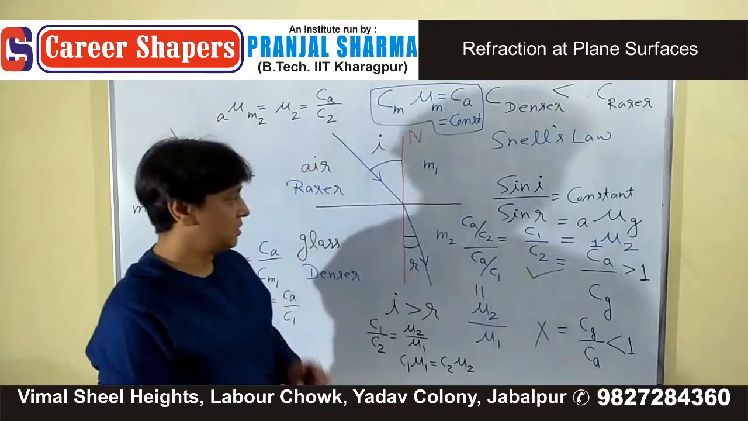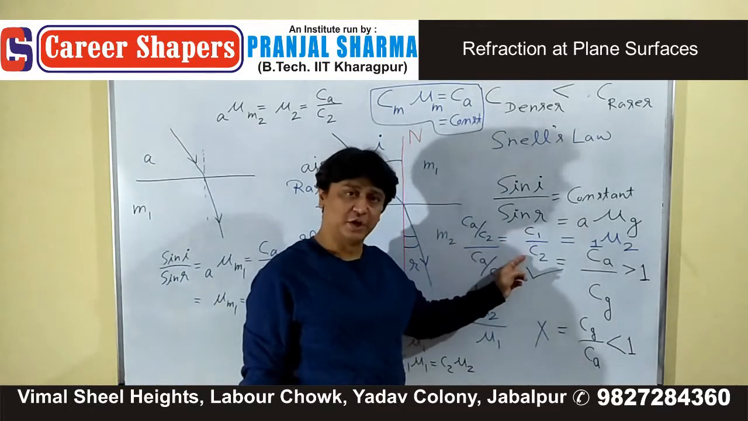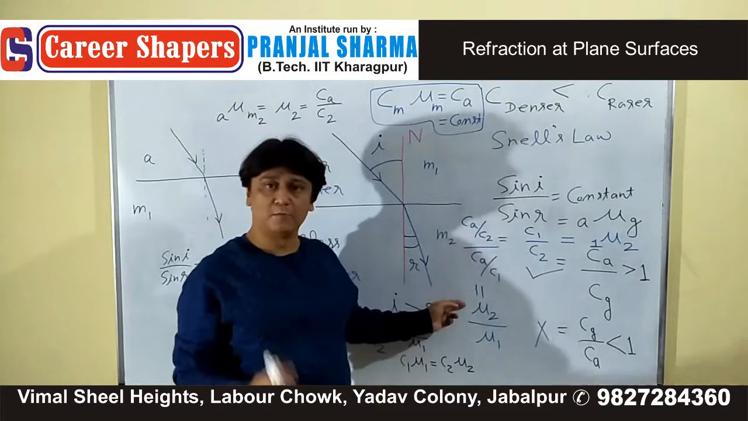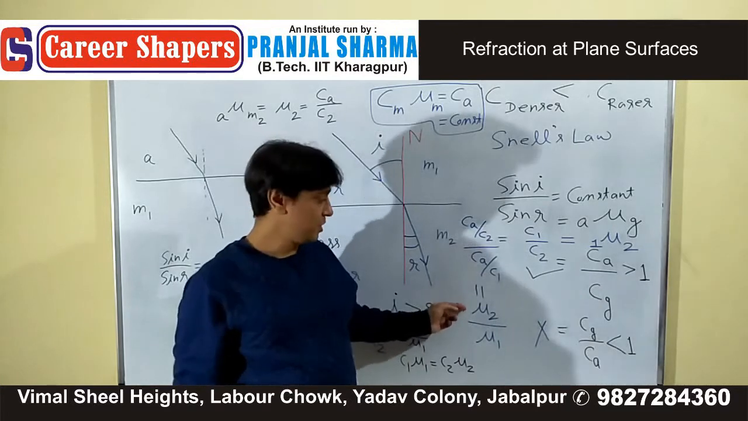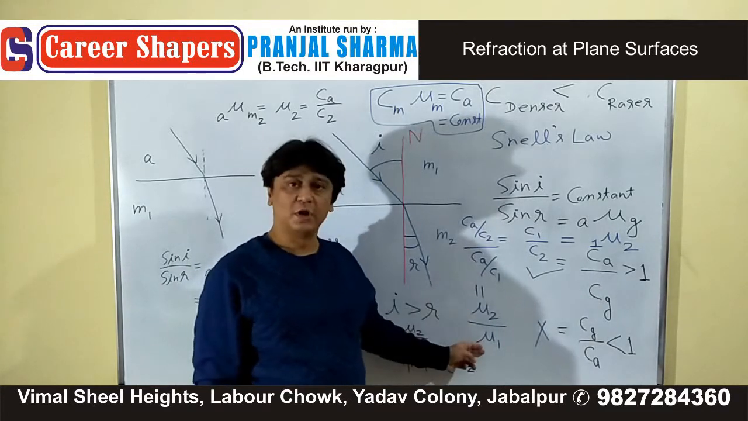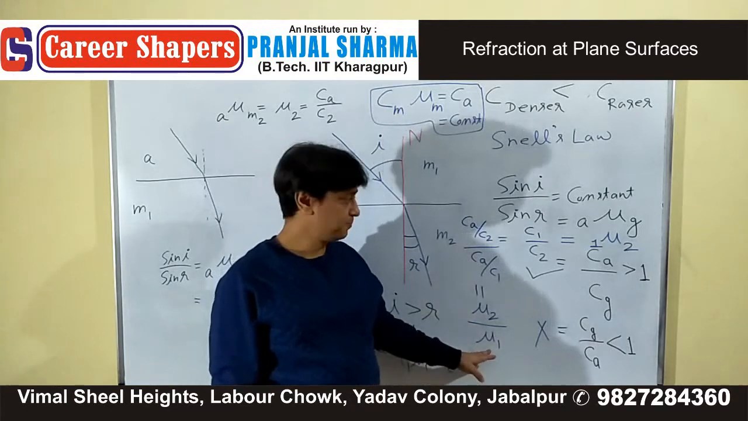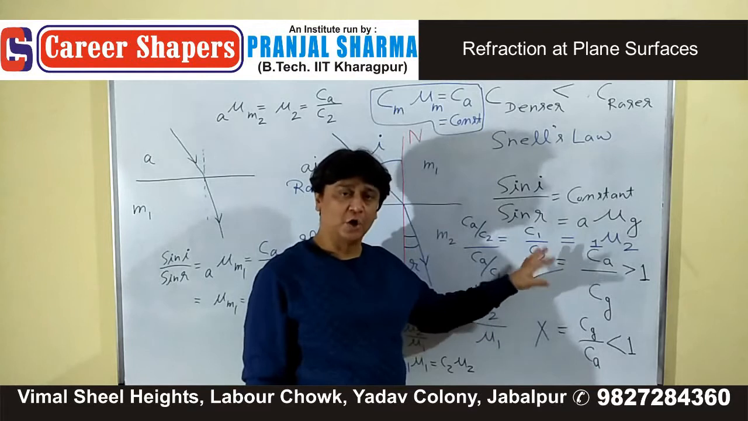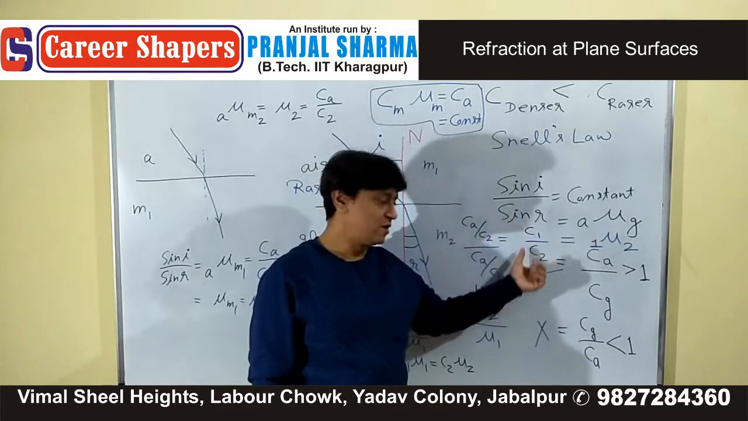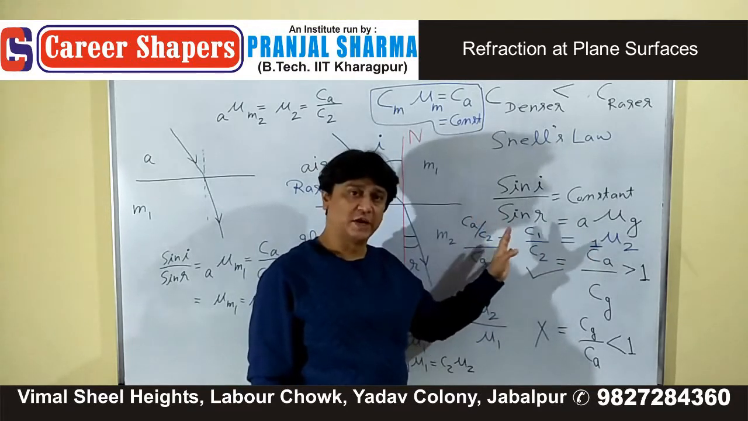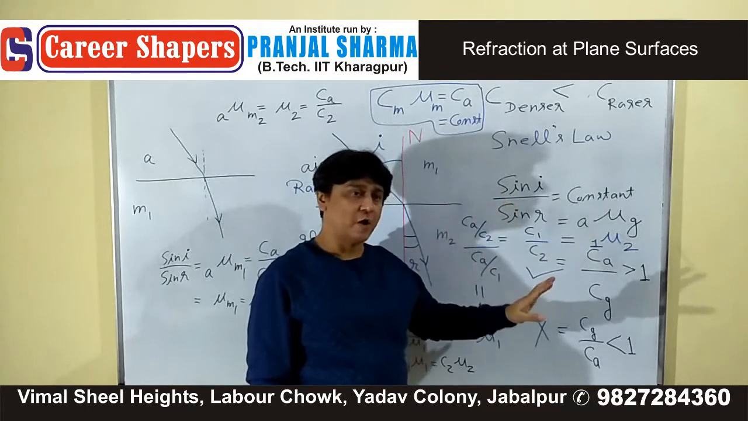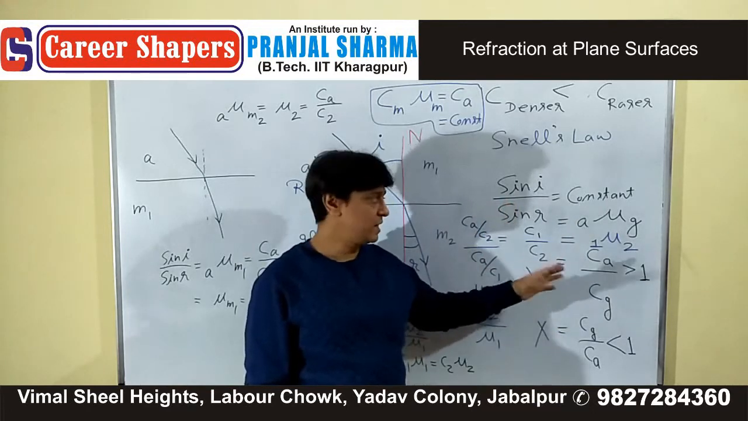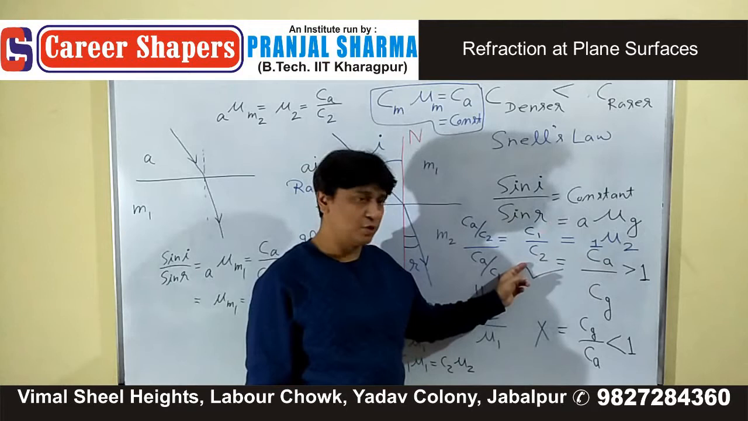Which means what? If this is C1 upon C2, then it cannot be mu 1 upon mu 2. It should always be mu 2 divided by mu 1. How do you say that this ratio is C1 upon C2? We'll learn this in wave optics. As of now, in ray optics, you don't have to worry about it. Simply remember C1 upon C2.